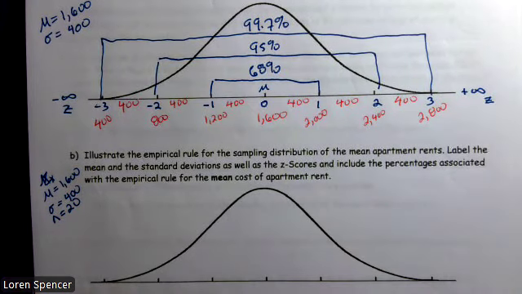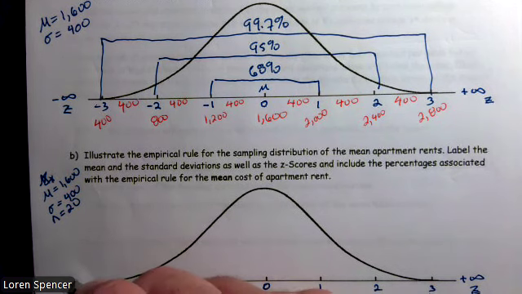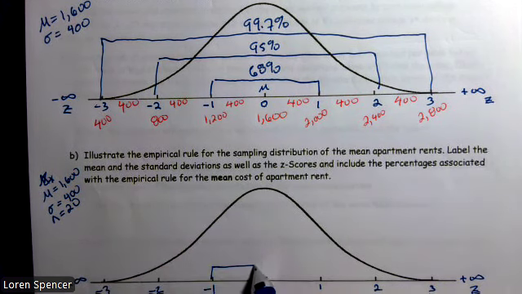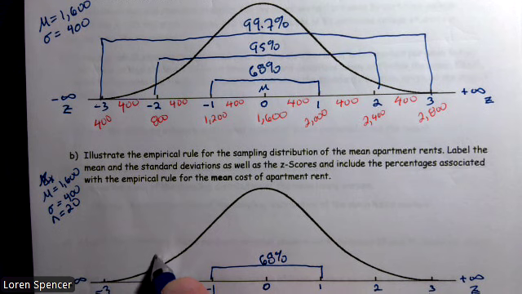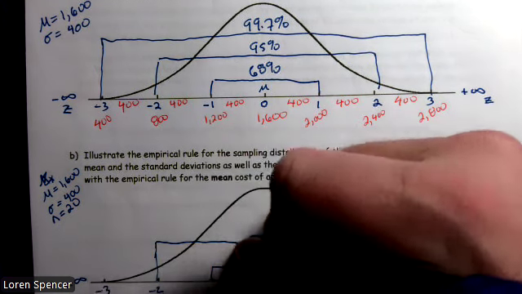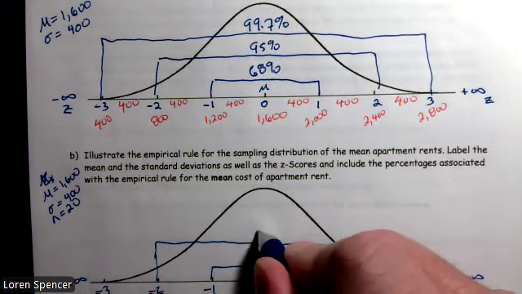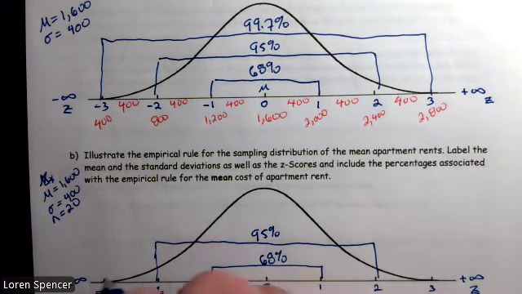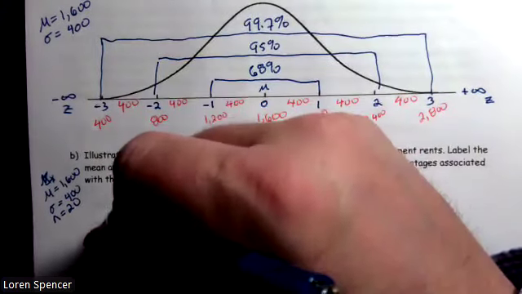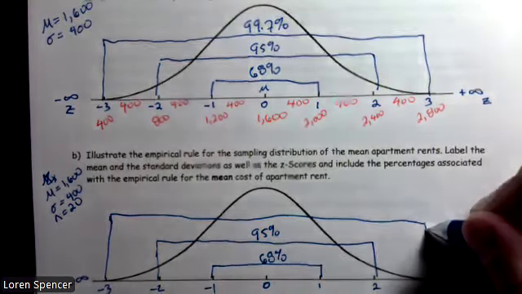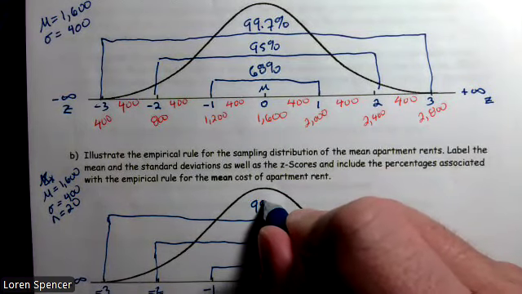I'm going to start off again with the easy part, which is our z-scores. Our z-scores are still the same: 0, 1, 2, 3, all the way to positive infinity, and -1, -2, -3, all the way to negative infinity. And once again, plus or minus 1 is 68%, plus or minus 2 is 95%, and plus or minus 3 is 99.7% approximately.